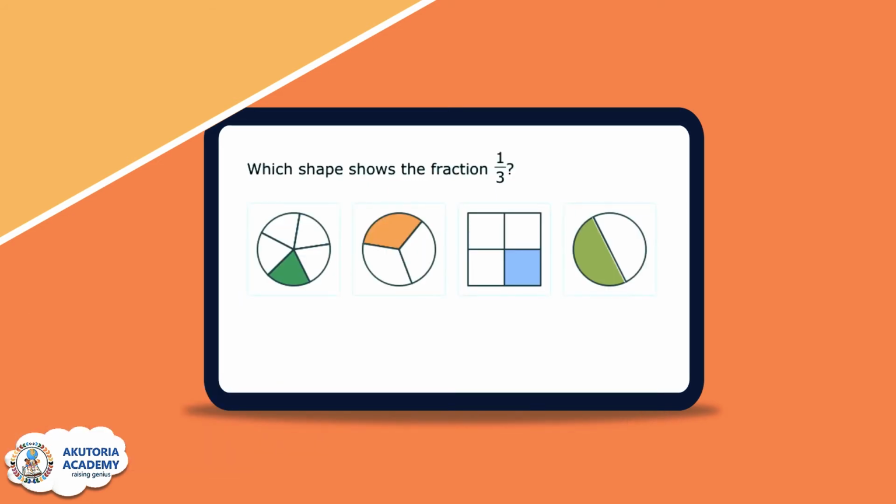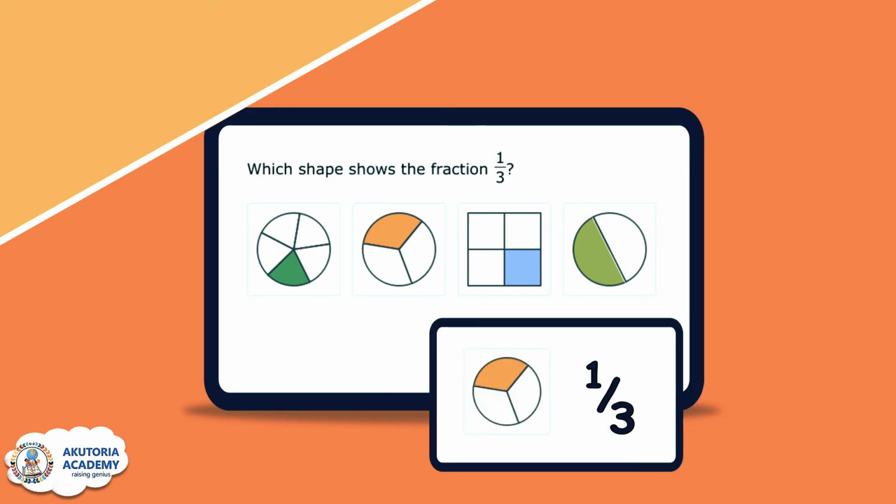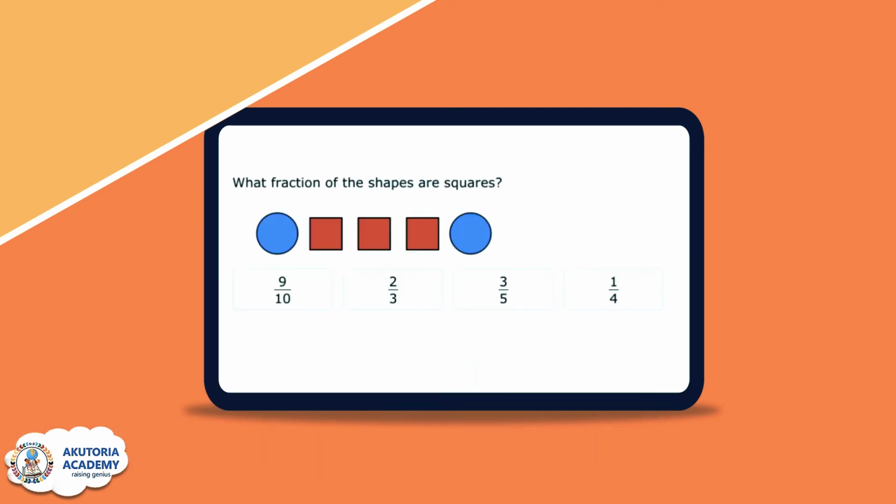Which shape shows the fraction 1/3? The second circle shows us the fraction 1/3. It is divided into 3 equal parts, and the part colored orange is one of its parts. So it is 1/3. And 1/3 shows us thirds. Don't forget, we can also talk about fractions when we have a group.